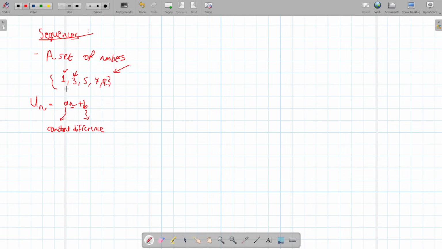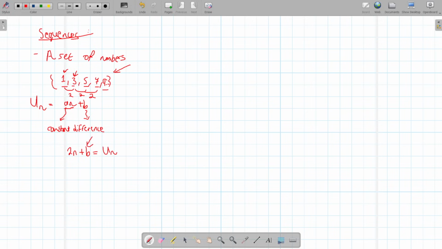So in this case, 1, 3, 5, 7, 9. What's the difference between all of them? Between 1 and 3? 2. 3 and 5? 2. 5 and 7? 2. And so on. So the constant difference in this case will be 2. So a is 2, and we have 2n plus b equals Un.